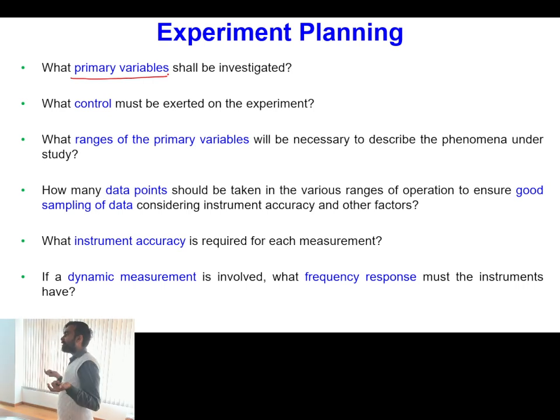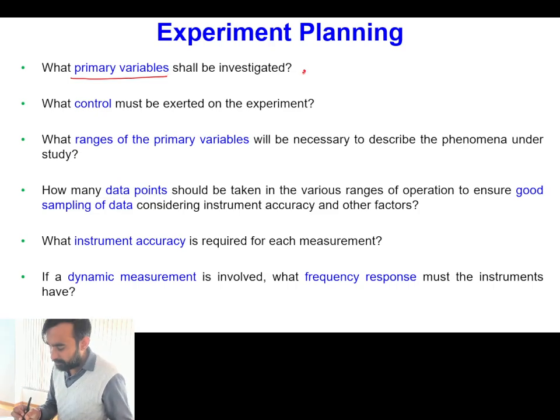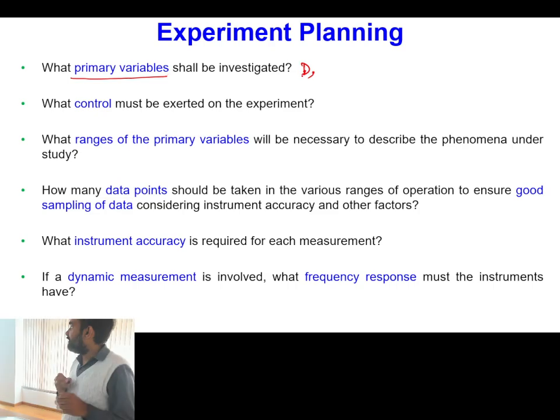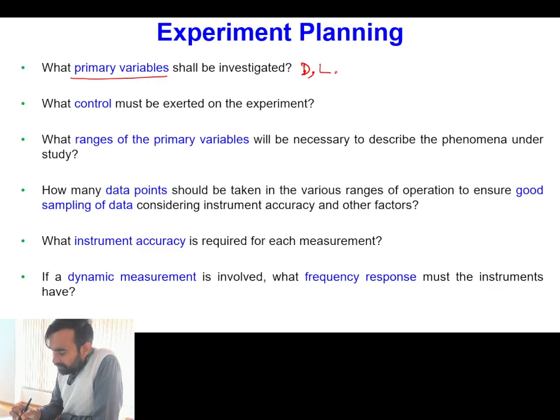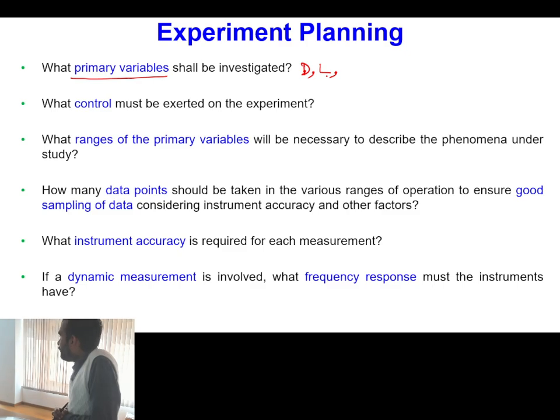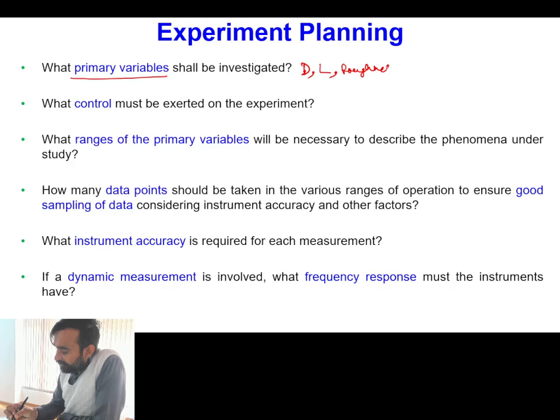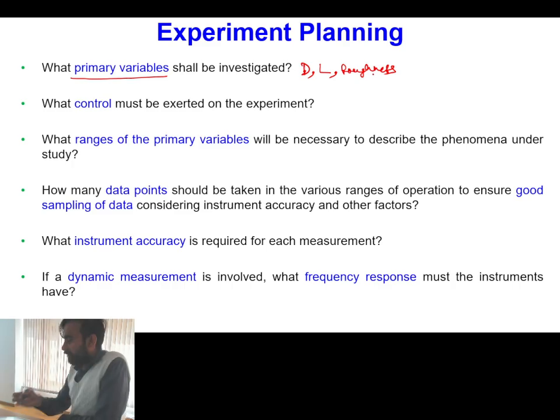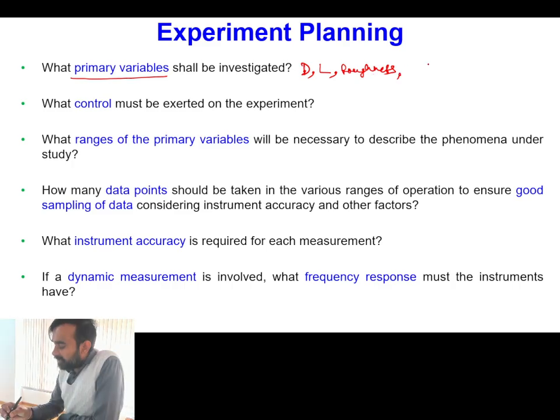Now for measuring the pressure drop, what you need to do? You need to decide the primary variables. So for pressure drop inside a pipe, you know the primary variables can be the diameter of the pipeline, the length of the pipeline, the roughness of the pipeline, and either velocity of flow or flow rate within the pipe.